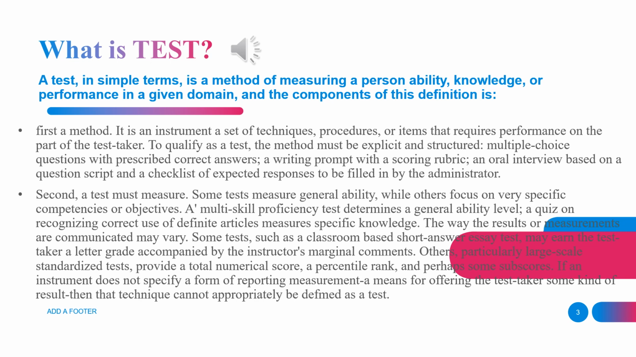Examples are a multiple choice question with a prescribed correct answer, a writing prompt with a score rubric, an oral interview based on a question script, and a checklist of expected responses to be filled in by the administrator. And the second one, a test must measure. Some tests measure general ability while others focus on very specific competence or objectives. A multi-skill proficiency test determines a general ability level.